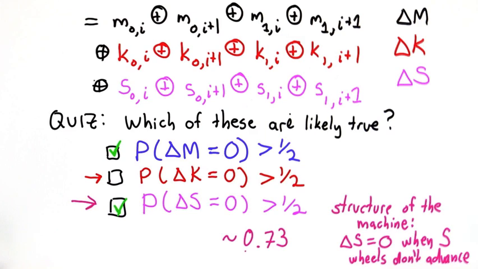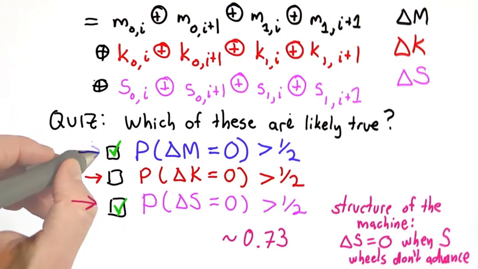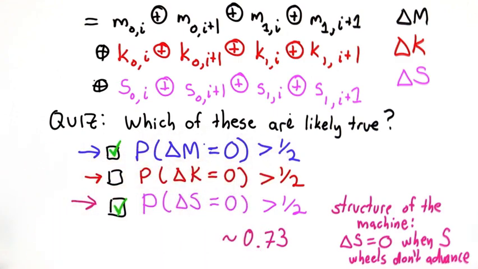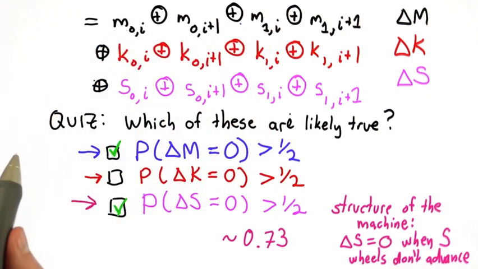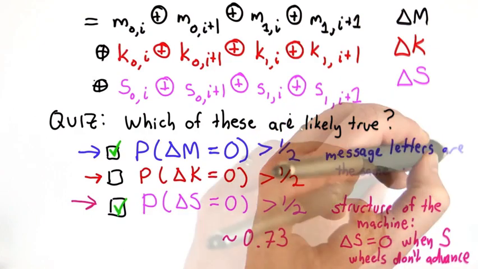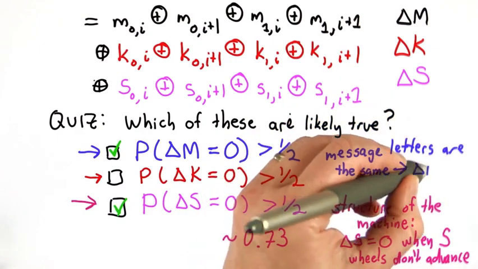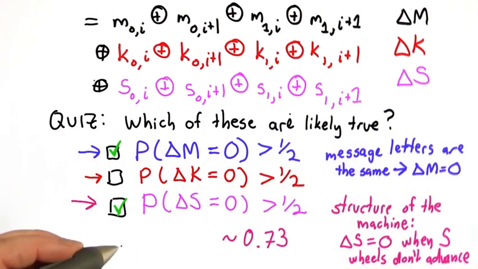And when they don't advance, we know the result is 0. When they do advance, about half the time, the result will be 0. Getting the first one right required a little more linguistic insight. And the reason this is greater than 1/2, well, this depends on subsequent message letters. If adjacent letters in the message are the same, that ensures that delta M is equal to 0. And it turns out that this is a property that many languages have.